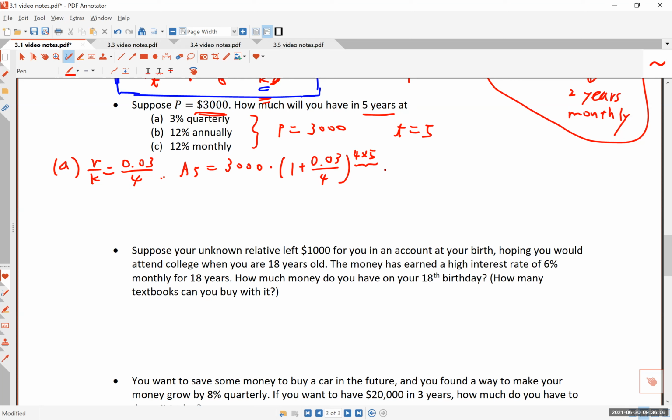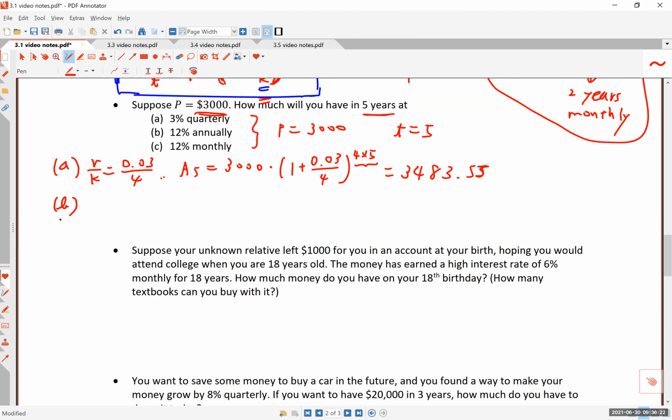This is what you will have to calculate, okay? Now, I'm going to show you how to do this in a few minutes, but if you do this right, you get $3,483.55, okay? And that is your solution for this question.